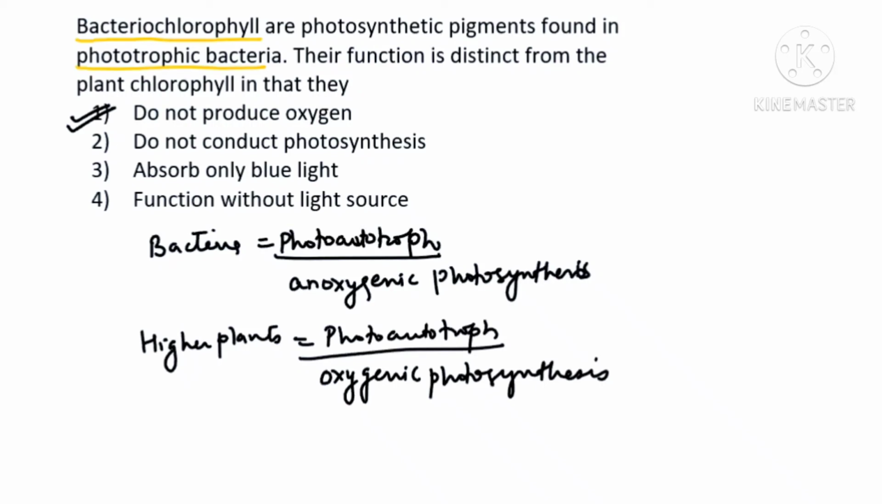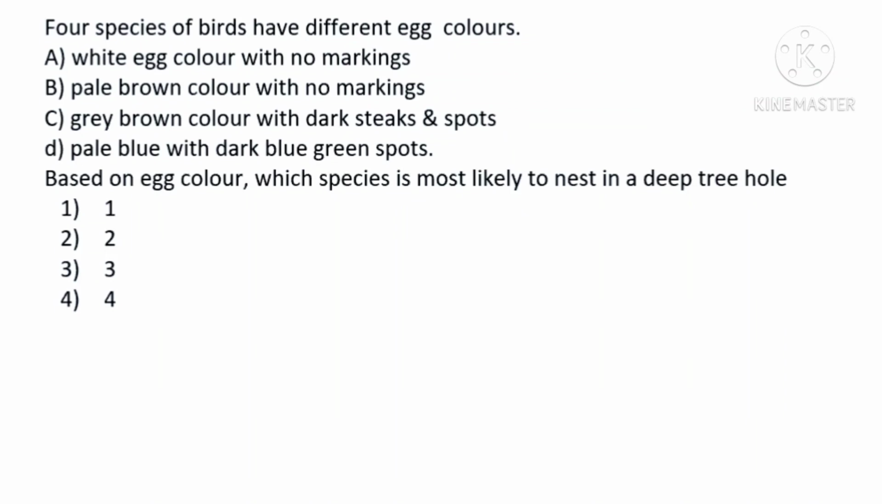Now see the next question. See, there are 4 species of birds and they have different egg colors. The first species lays white eggs with no marking. The second lays pale brown eggs with no marking. The third lays gray-brown eggs with dark streaks and spots. And the fourth lays pale blue eggs with dark blue-green spots. Now the question asked is, which species is most likely to nest in a deep tree hole? Who will be doing it? Those who want to prevent their eggs from predators.